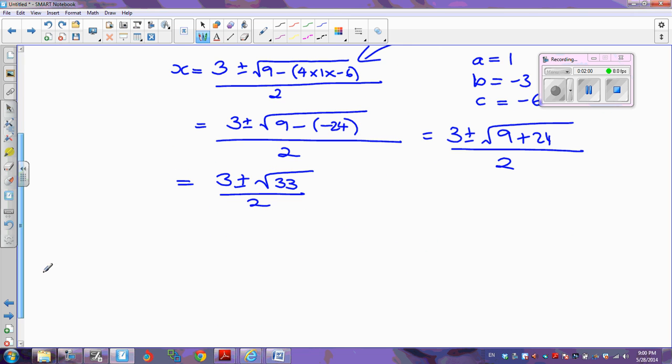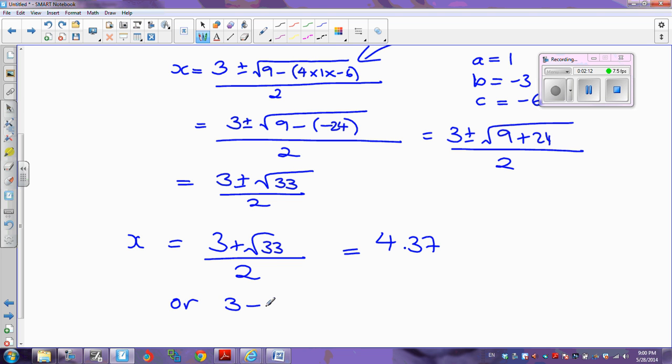So 2 possible answers here, one of which is going to be 3 plus the square root of 33, all divided by 2. Now that comes out as 4.37 to 2 decimal places, or it's going to be 3 minus the square root of 33 divided by 2, and that comes out as minus 1.37.